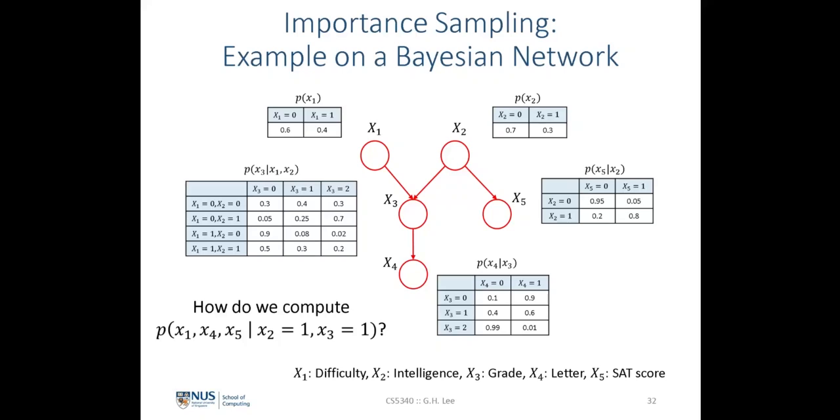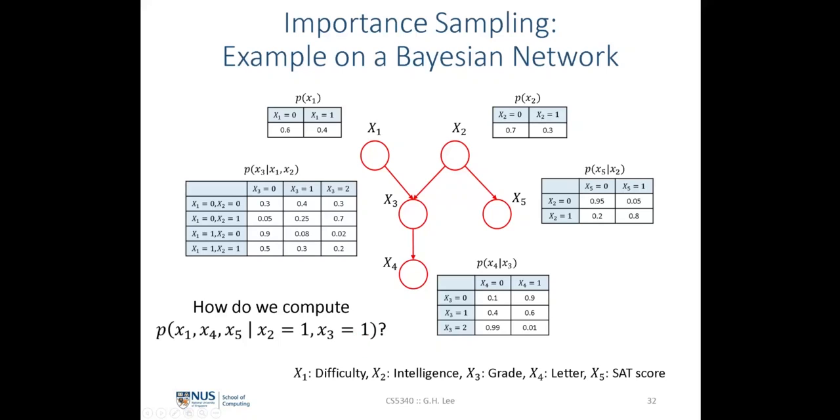Nonetheless, let's go through an example of how importance sampling can be applied on a Bayesian network. Suppose that we are given this Bayesian network which consists of 5 random variables denoted by x1 to x5, and here are all the conditional probabilities that are given to denote this particular Bayesian network. The question is: how can we compute the marginal or conditional probability of x1, conditioned upon x2 equals 1 and x3 equals 1?